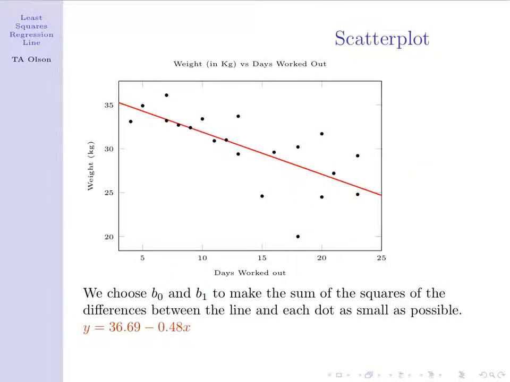For us in this example, y is going to be 36.69, that would be our intercept, minus 0.48x. And this slope and this intercept tell us something. So what does this line tell us?